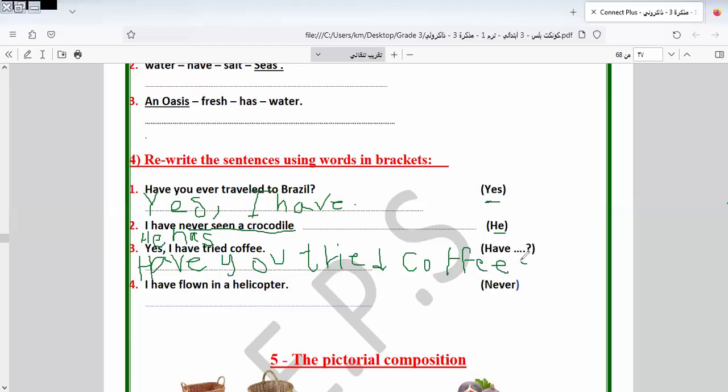And I put a question mark at the end of the sentence. Okay. Here we have "I have flown in a helicopter." It will be "I have never flown."